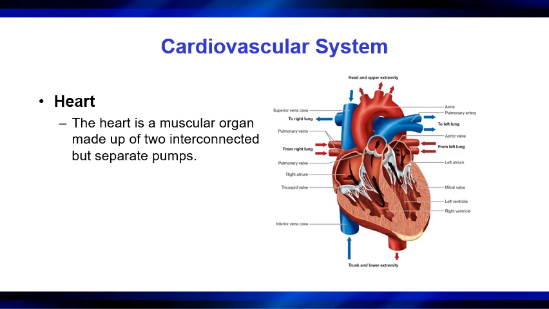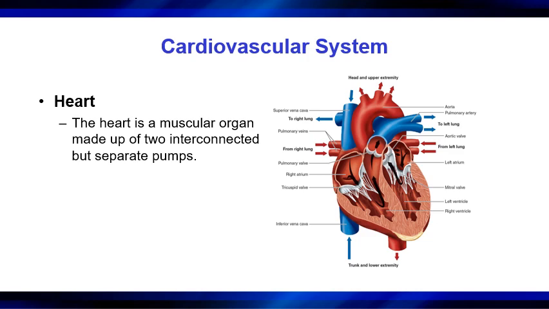So here we have a picture showing you that the cardiovascular system starts at the heart, and it's a muscular organ, containing a specialized muscle called cardiac muscle, and it's made of two interconnected but separate pumps. We're going to be going through the way blood flows through the heart and through the body, and the actual track that it takes. That's one of the things you're going to have to be able to do, is know how blood flows through the heart.